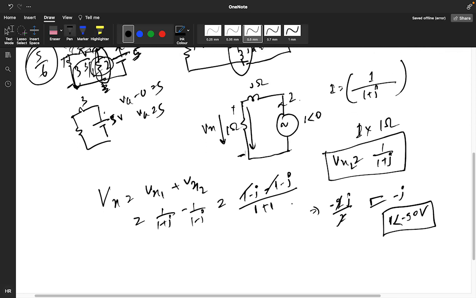Add both the results: -1 divided by 1 minus j plus 1 divided by 1 plus j. If you add it, what will you get? (1 minus j minus 1 minus j) into 1, that will be multiplied, so 1 square minus j square. So you will get 1 plus 1 only, so 2. So minus 2j divided by 2. You will get minus j. Is this part clear, guys?